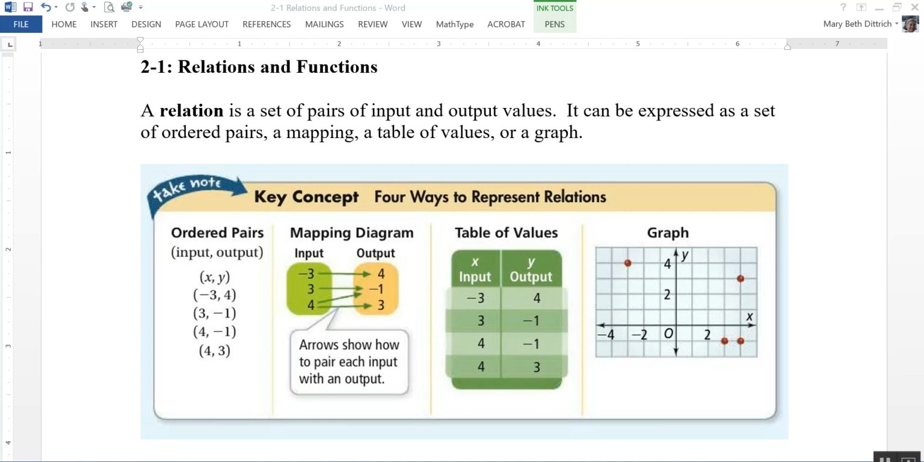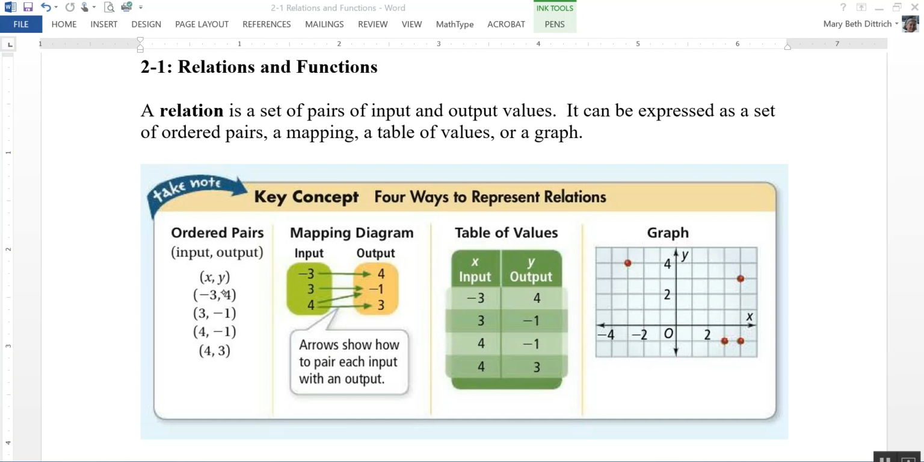Section 2.1 is on relations and functions. A relation is a set of pairs of input and output values. It can be expressed as a set of ordered pairs, a mapping, a table of values, or a graph. And here's a representation of that from your textbook.